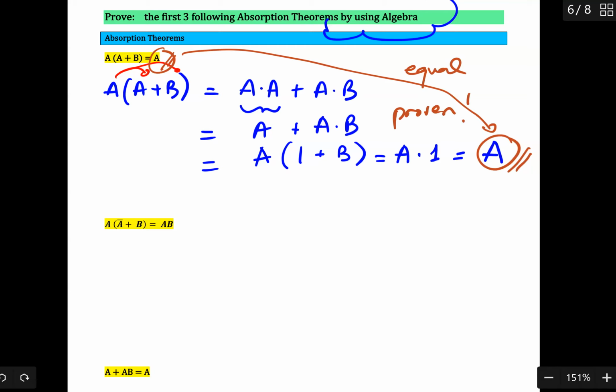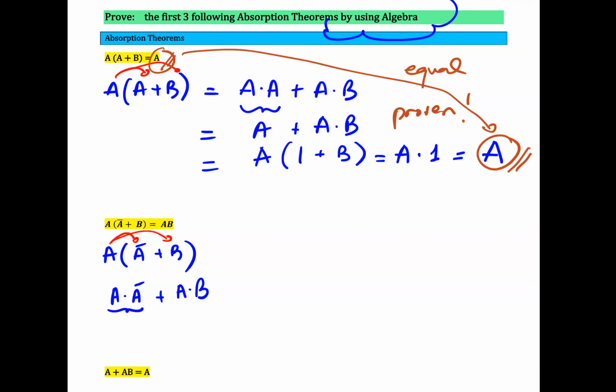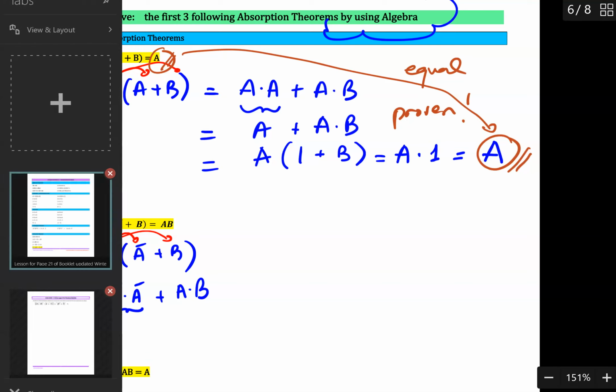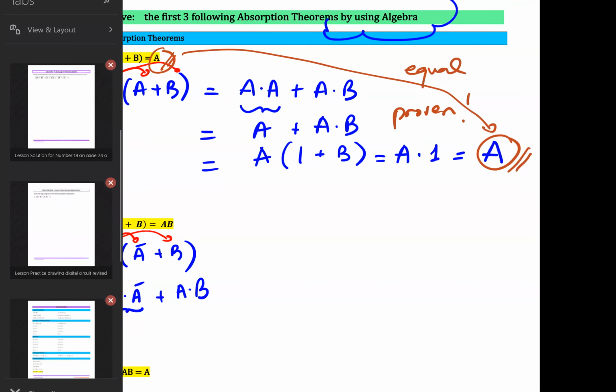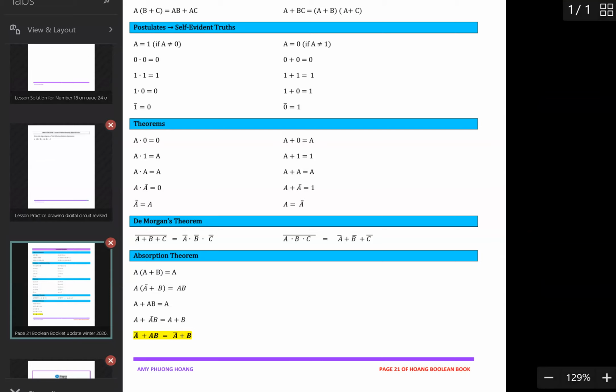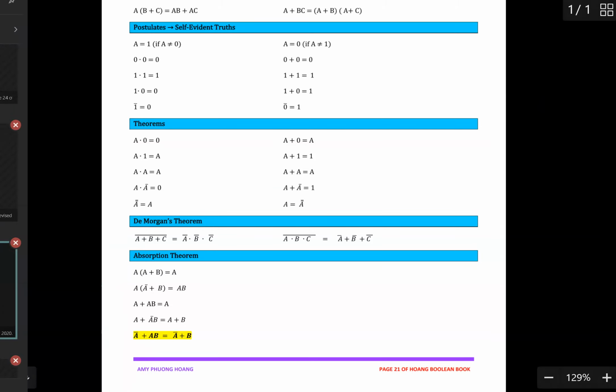Alright, okay. So go to the next one. Again, I will rewrite my left-hand side. And I know that I should multiply this inside the bracket. I should have A dot A inverted plus A dot B. Okay, so now I would like to take a look at A dot A inverted and what kind of theorem I should use in this case. Okay, so if you go back to our page 21, you see that you are using this theorem right here.